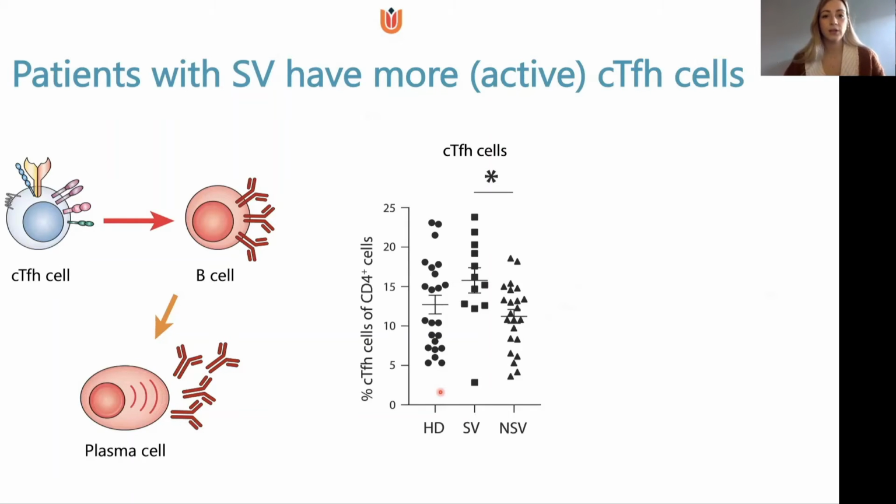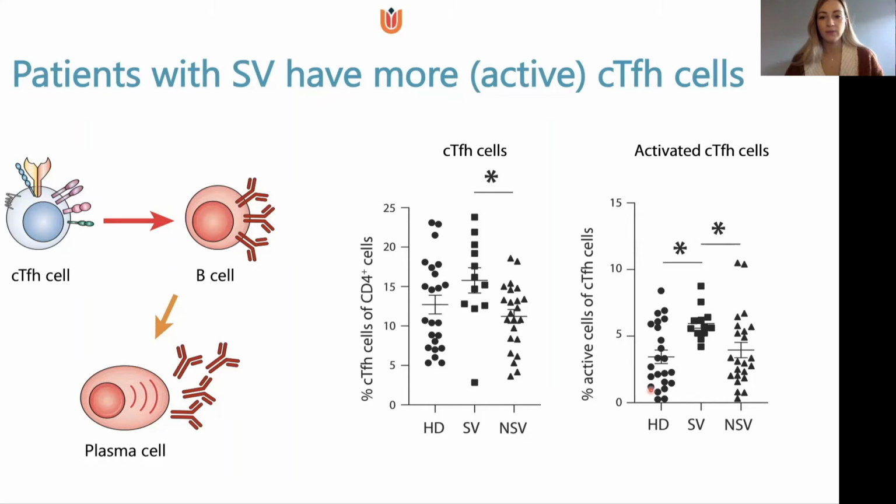Levels of circulating T follicular helper cells were unaffected in patients with non-segmental vitiligo, but were significantly higher in patients with segmental vitiligo. Also, segmental vitiligo patients had increased numbers of T follicular helper cells with an active phenotype compared to those with non-segmental vitiligo and healthy controls.